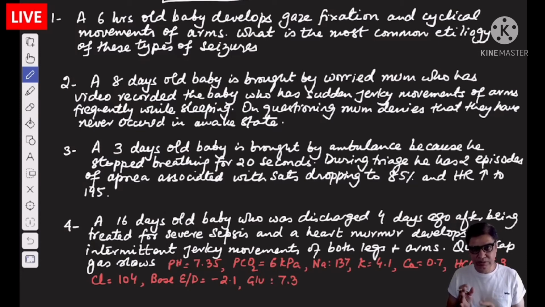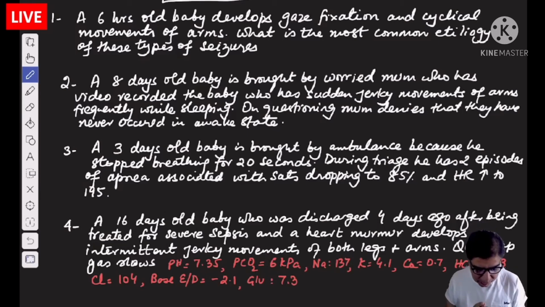Obviously, these types of movement where the gaze fixes in one direction and cyclical movements would be part of the subtle seizures. And the question is, what is the most common etiology of these types of seizures? So remember, subtle seizures are most commonly caused by hypoxic ischemic encephalopathy. The other thing, if you look at it, is just a 6-hour-old baby. The only disease which would give you seizures in the first few hours of life is HIE. The rest of the problems would give you seizures a bit later, so they might start on day 2, day 3 and onward. But hypoxic ischemic encephalopathy is the only condition that would give you seizures within the first few hours. So here, the most common cause of subtle seizures in the first few hours is HIE.